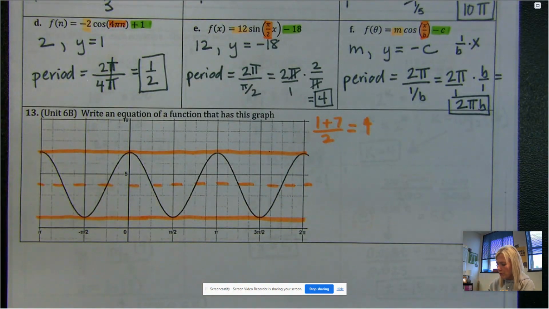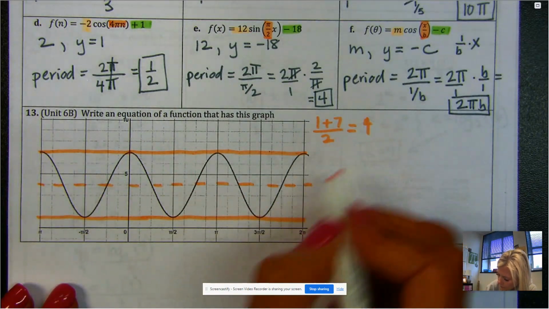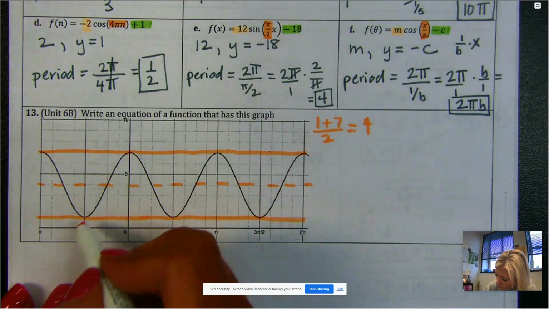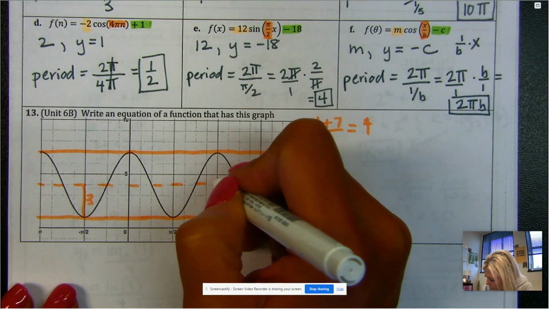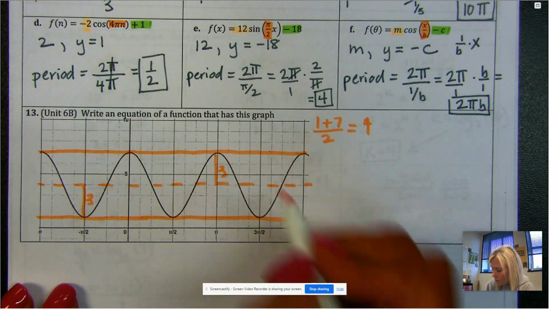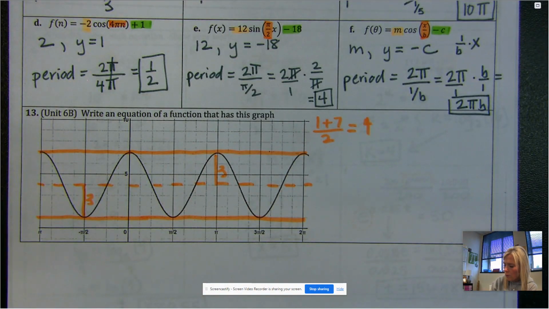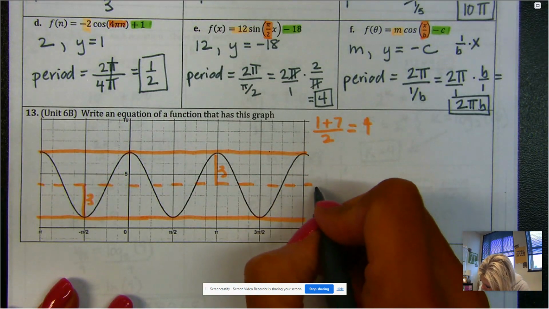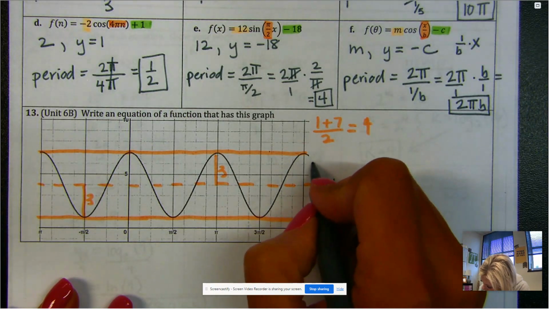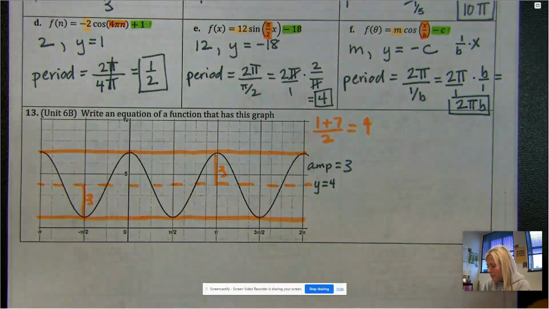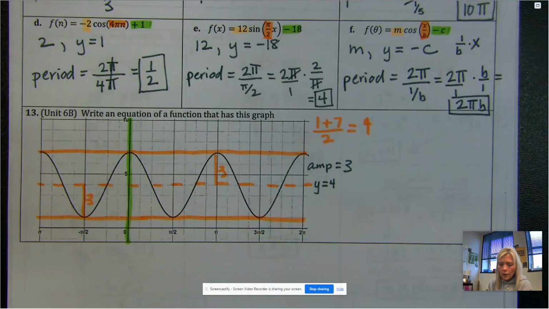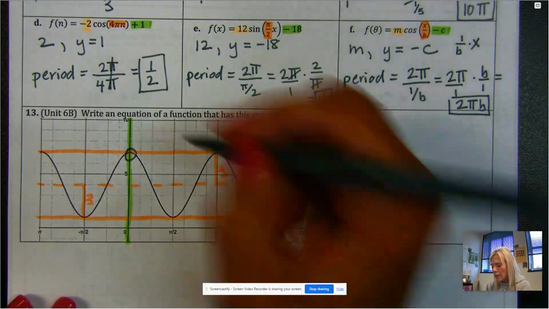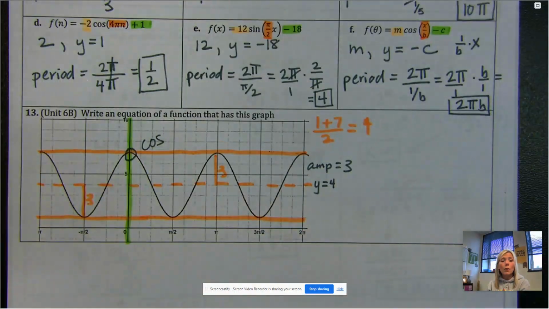Okay, and also the amplitude is 3, because from 4 to 1, that's a distance of 3. And from 4 up to 7, that's also a distance of 3. So that's our amplitude. So we have y equals 4 for the midline, and the amplitude equals 3. Then I'm going to look at the y-axis. There's a maximum point here. Because that's a maximum point, I can write this as a cosine function without a horizontal shift. So I'm going to use cosine.